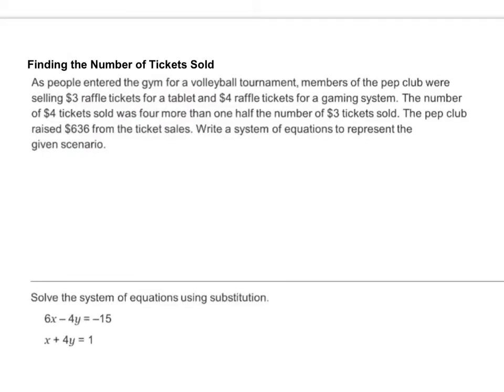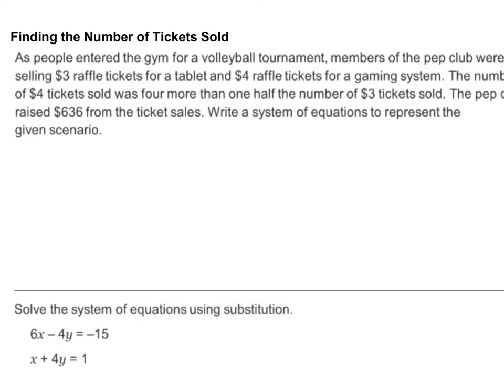Okay, this next example is a real-world example where we're trying to calculate and find the number of tickets sold. So what we have is as people entered the gym for a volleyball tournament, members of the pep club were selling $3 raffle tickets for a tablet and $4 raffle tickets for a gaming system. The number of $4 tickets sold was 4 more than 1/2 the number of $3 tickets sold. The pep club raised $636 from the ticket sales, and we want to write a system of linear equations to represent the given scenario.